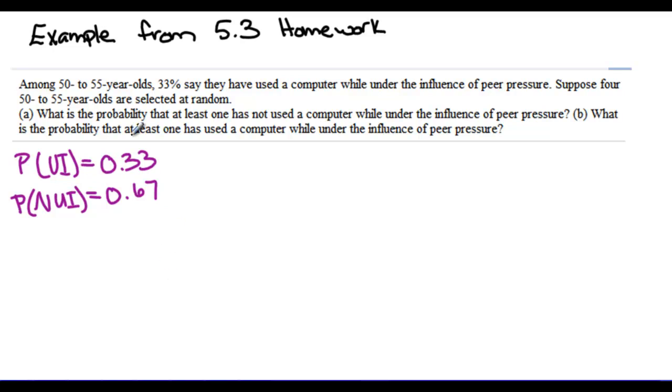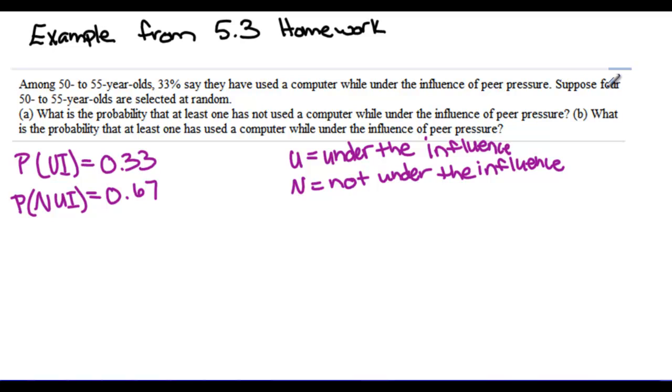Now, because students sometimes have problems figuring out exactly the at least part, I think it's a good idea to go through and start to list some of your options to get an idea of how this is going to look. So I'm going to use U for using a computer under the influence, and I'm going to use N for not using a computer under the influence. It says that we're picking 4 people, so I'm going to start listing what our options would look like.